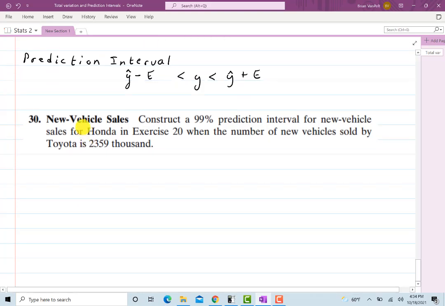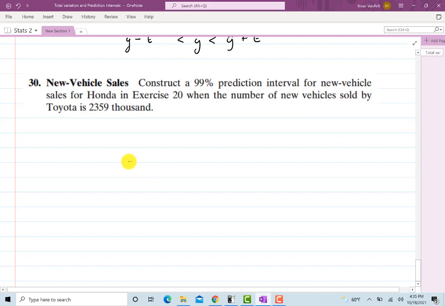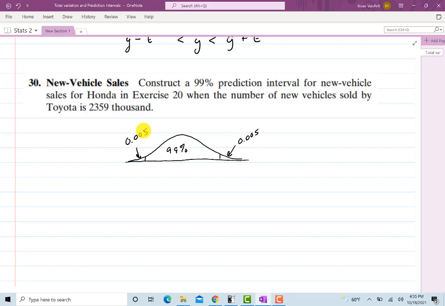The way you want to think about this, I think I've drawn the picture before, but what we're going to have is 99% will be in here and here. The other 1% will be split. So this is 0.005, 0.005. Let me just make sure I have 0.99. Yes, I think I have that right. So to get this cutoff, this here is our T sub C.